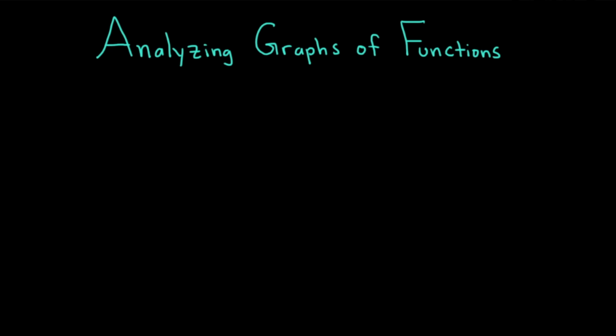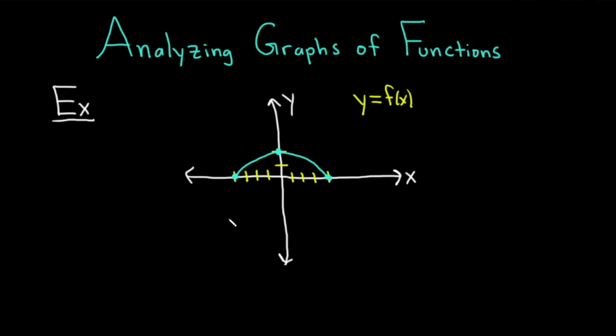In this video, we're going to discuss analyzing graphs of functions. Let's start by looking at the graph of a function and answering some questions about the graph. For example, suppose we wanted to find f of 0. So f of 0 is the y value when x is 0. If you look at the graph, when x is 0, the y value is 2. f of 0 is equal to 2.